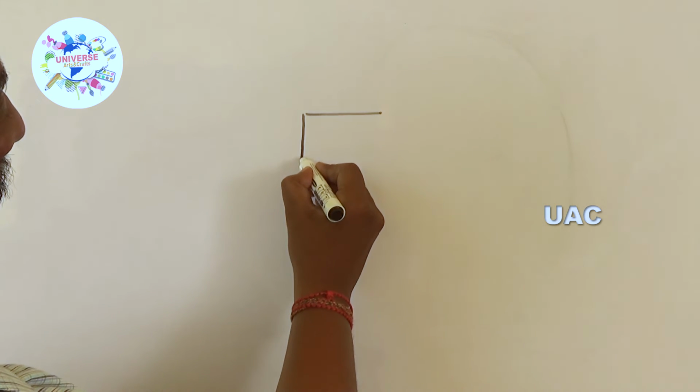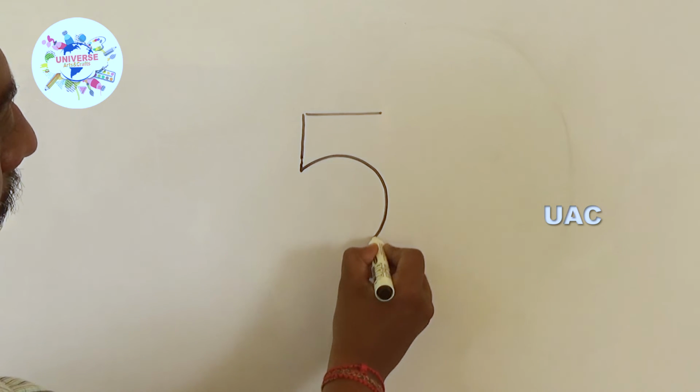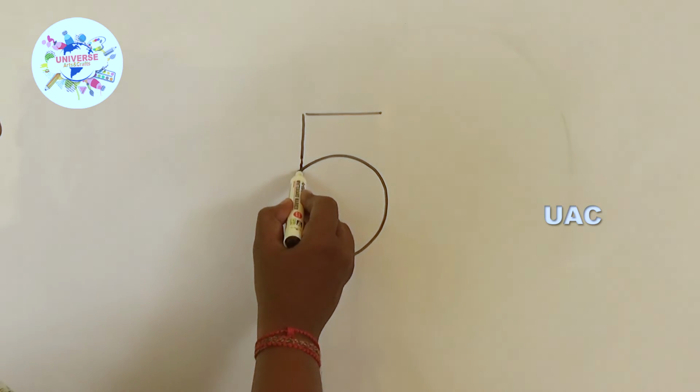Number 5. Now we are going to draw an apple by using number 5. Can you guess what it is?